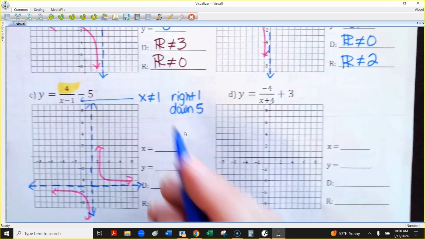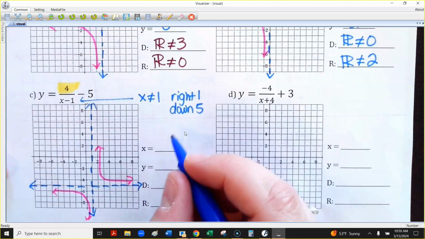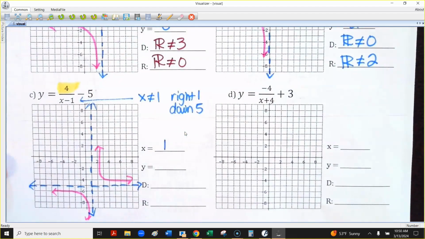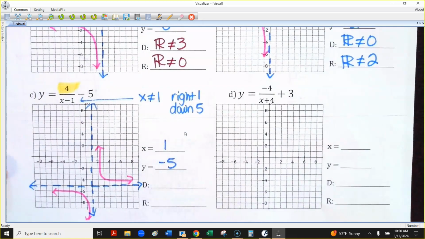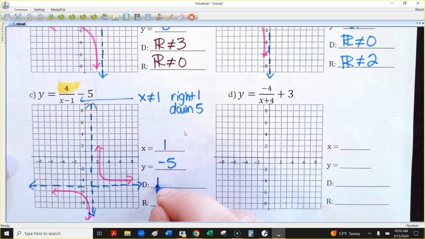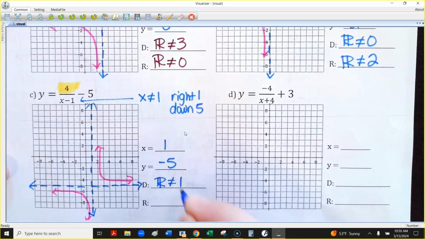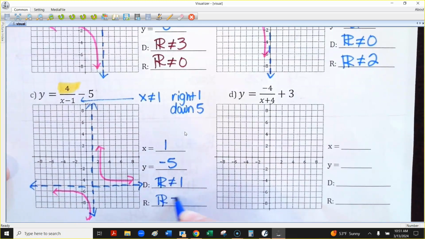So x cannot be 1, so that's going to be your asymptote. y is not going to hit negative 5. That's your horizontal asymptote. Domain, all real numbers, but not 1. And range, all real numbers, but we're not going to hit negative 5.